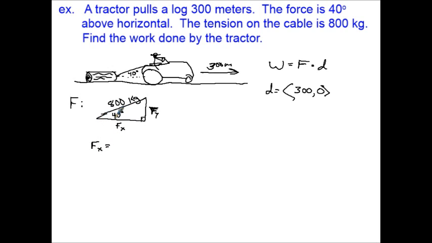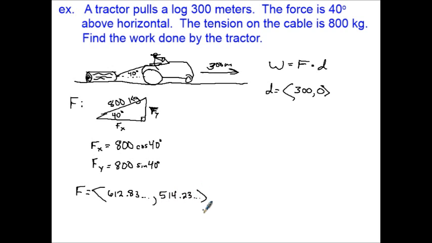So my force in the x direction: cosine of 40 equals f sub x over 800, and a little bit of simplifying, solving the equation if you will, gives me 800 cosine 40 degrees as the horizontal component. For the y component I'd use sine, so sine of 40 equals f sub y over 800, and again I can sort that out into 800 sine 40. So my force vector F is going to be 800 cosine 40, which gives me a decimal of roughly 612.83, and it keeps on going. And then in the y component I end up with 514.23. Now I've got my d and I've got my f, so I can do my dot product.